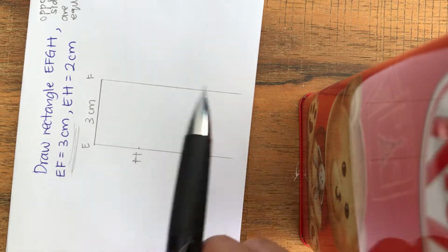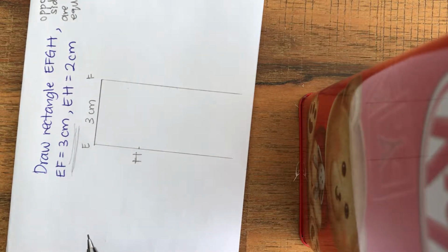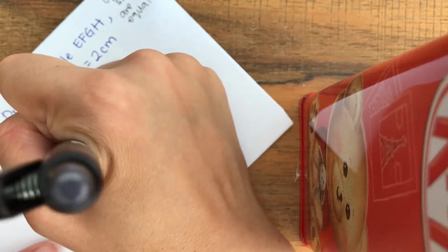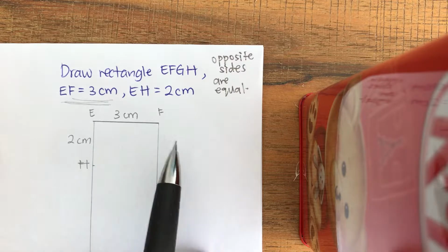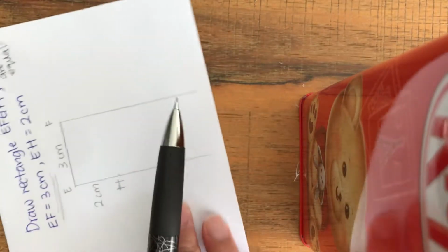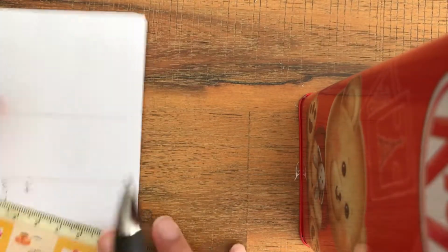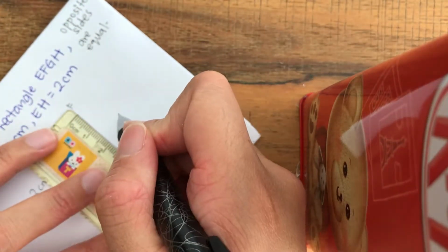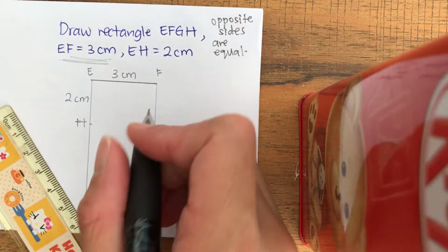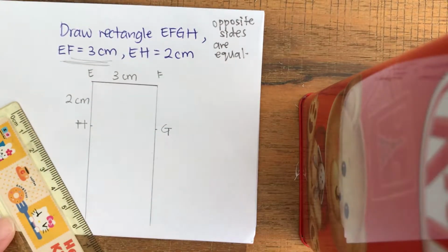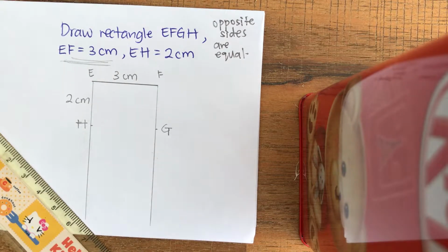Point G is somewhere on this line. And FG is opposite EH, right? So opposite sides are equal. So FG has to be 2 cm as well. If you are confused, let me just write this out first. EH is 2 cm. Opposite sides are equal, so FG has to be 2 cm as well. So I'm going to find out where my 2 cm is. Here. And I'm going to label this as G.